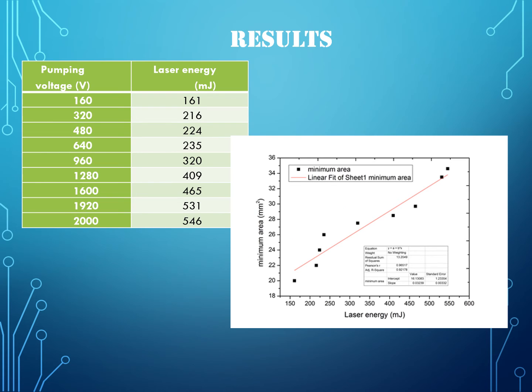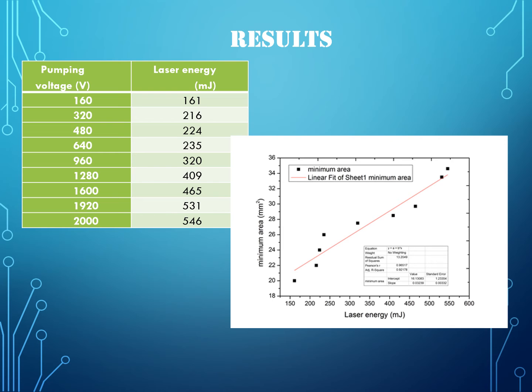The laser energy is chosen from the calibration of the Q-switch Nd:YAG laser for optimizing the beam spot on the burnt paper. The table shows the selected laser energy at the various pumping voltages for this experiment. For the graph, it is found that the minimum area of the beam spot and the peak intensity of the beam spot are plotted against laser energy.